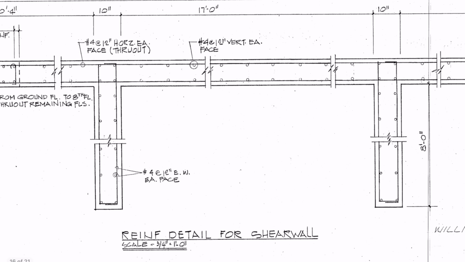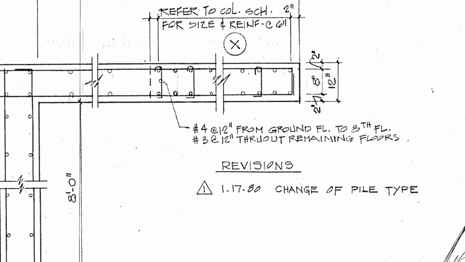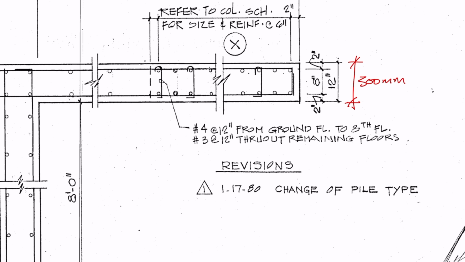So next, moving on to the section details. And first, let's have a look at the shear wall detail. And this is the first time that we see that the shear wall is actually 300mm thick or 12 inches. What's also quite interesting to note is the size and the spacing of the reinforcement. So it says here a number 4 bar, which is about 10mm, at 12 inches, which is about 300mm spacing. For a shear wall, I think that's quite a lightly reinforced wall.